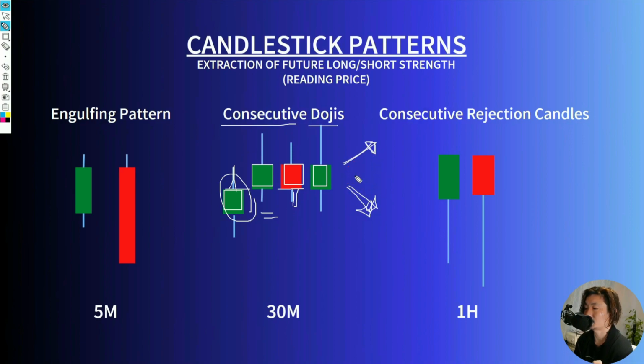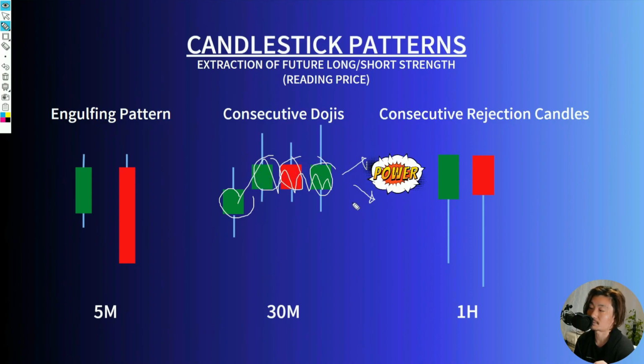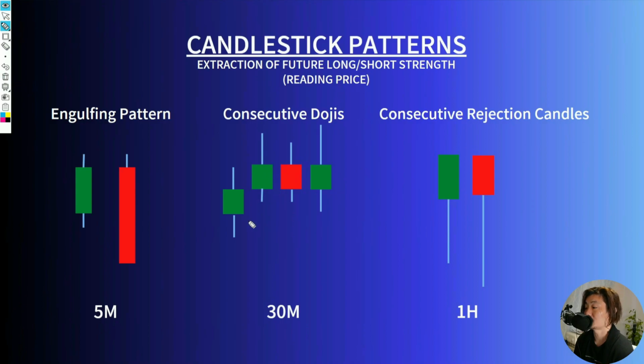Okay, so here's what you want to be looking for in terms of consecutive dojis. If you want to spot these consecutive dojis that create extreme strength in either direction, it's all about how many there are. So think about it this way. The more dojis there are consecutively, the more pressure it creates. That becomes the power that drives that extreme move, whether long or short. And another thing to keep in mind is that right here, there are 3 green candles and 1 red candle, but the color in this case does not matter. These could all be red candles or all be green candles. It does not matter.